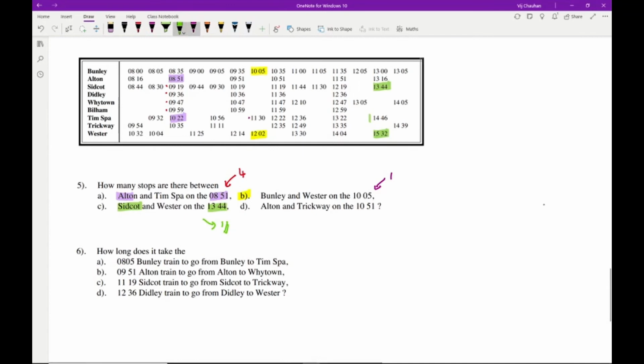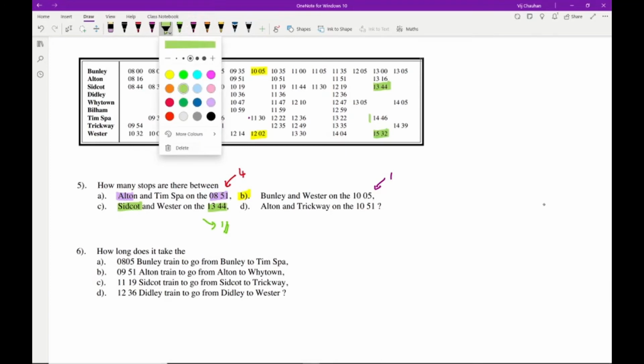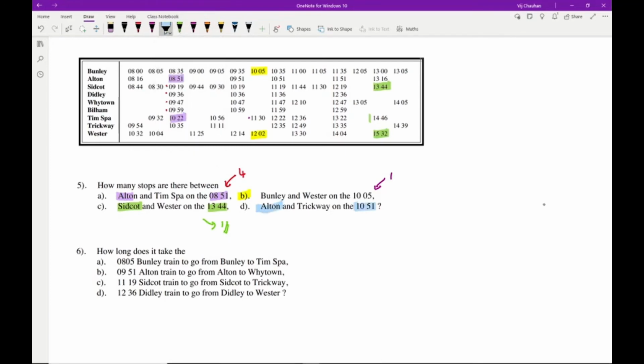And then finally for D, we're looking for the 10:51 Alton train. So I'm looking at Alton, the 10:51 train is here, and I'm stopping at Trickway, which is here, and I'm counting how many number of stops are in between, so 1, 2, 3, 4, 5, so the answer to that one there is 5.